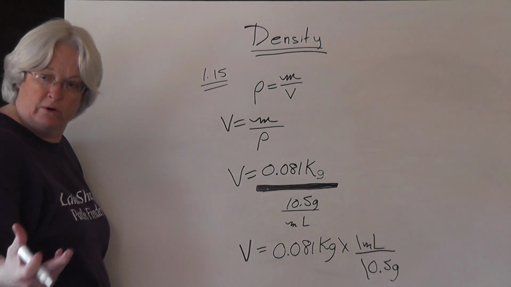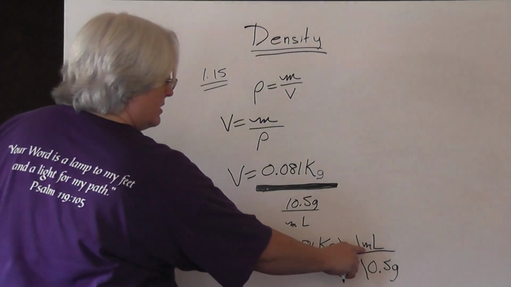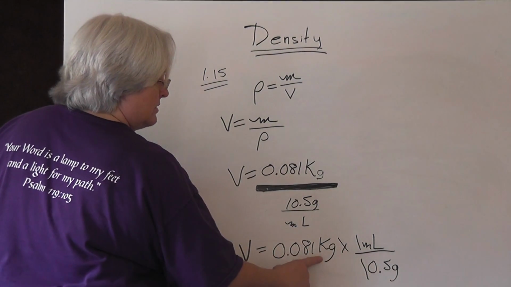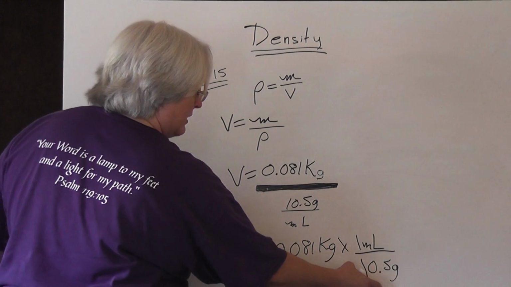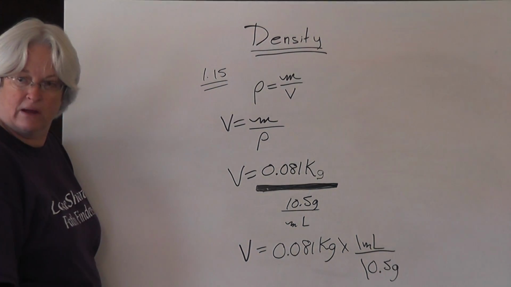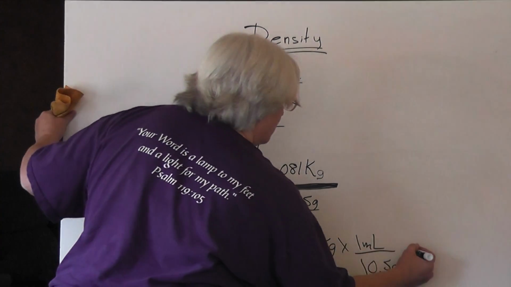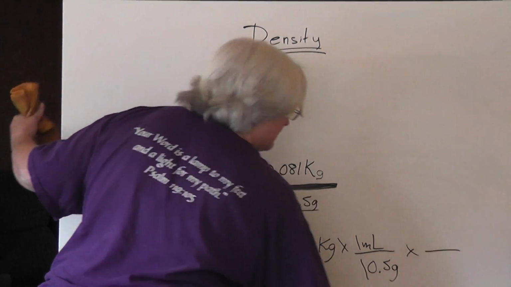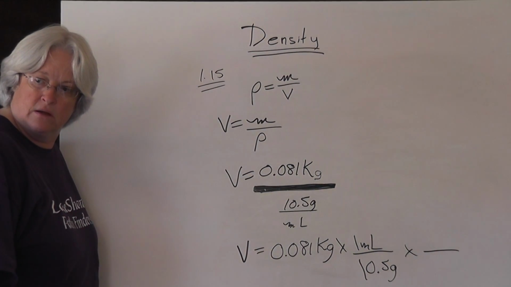What are the units of volume that we have here? Milliliters. So we have to get rid of kilograms and grams. So how are we going to do that? We've got to put in a unit multiplier that lets us get rid of kilograms and grams.